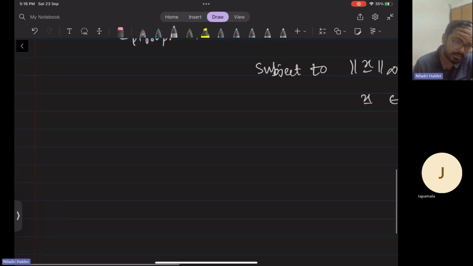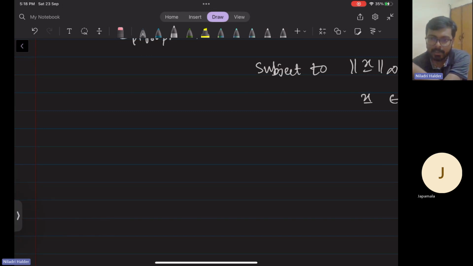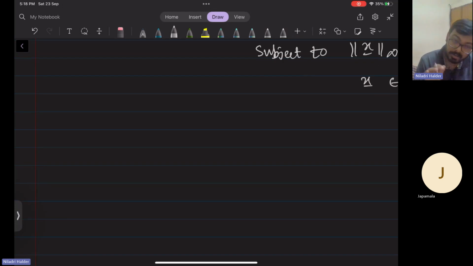Now, for the convex function, we can find out one dual optimization problem. So, if we can solve the dual optimization problem, the solution of the dual optimization problem will be the same as the primal optimization problem. So for the convex optimization problem, we can construct a dual optimization problem. So the procedure is as follows. The dual problem.